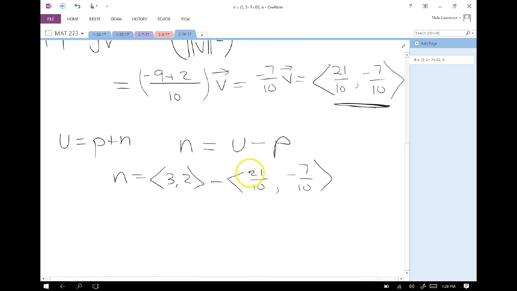So 3 is the same as 30 over 10. So 30 minus 21 is 9. And then 2 is the same as 20 over 10, and we're subtracting negative 7, so we're really adding 7. So 27 over 10. So the P is the projection, and the N we get just by subtracting.